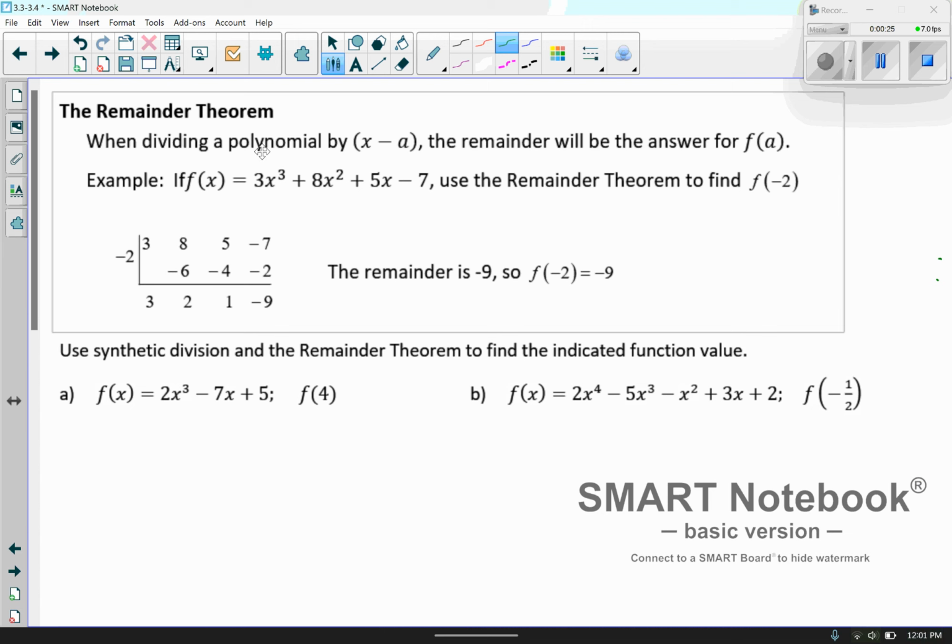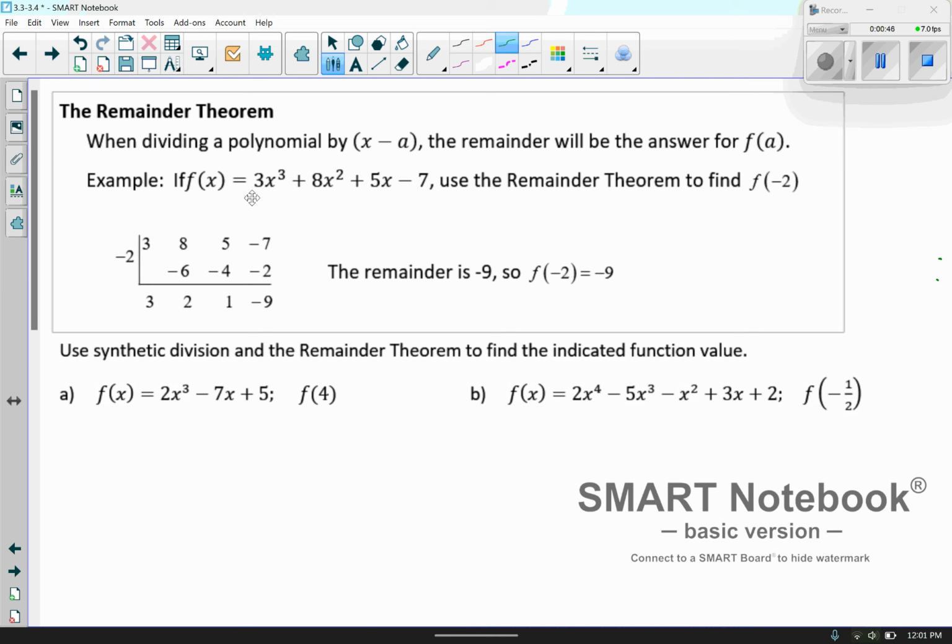So when dividing a polynomial by, let's say, x minus a, where a is some number, the remainder will be the answer if you were to evaluate the function at that value, basically the solution to that factor. So here's our example.